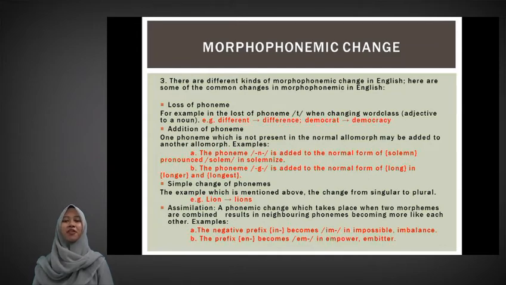Assimilation is a phonemic change which takes place when two morphemes are combined, and it results in neighboring phonemes becoming more like each other. For example, the negative prefix in- becomes im- in the words impossible and imbalance. Another: the prefix en- becomes em- in empower and embitter.